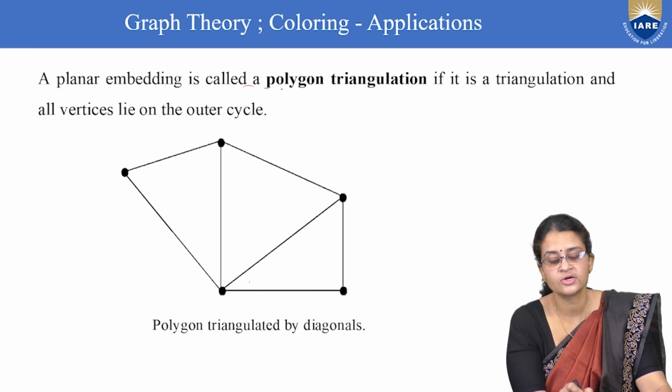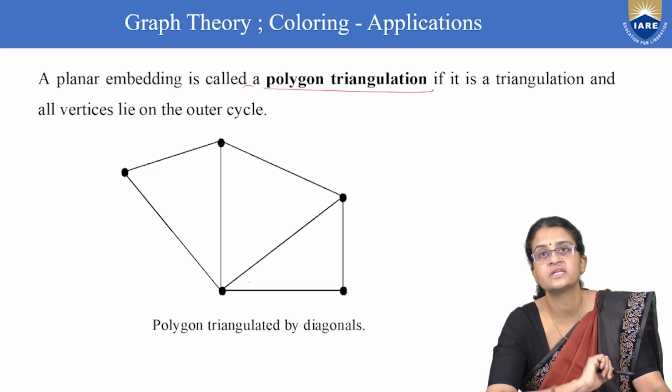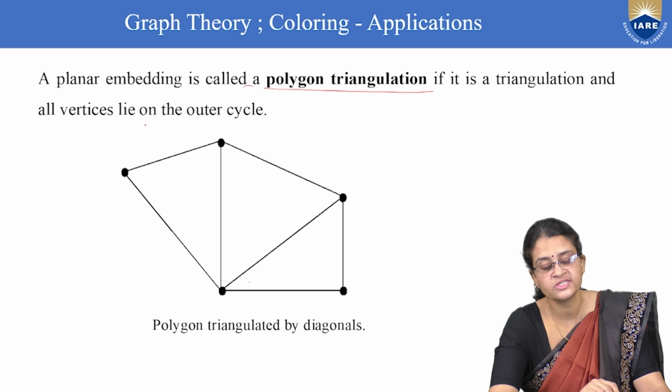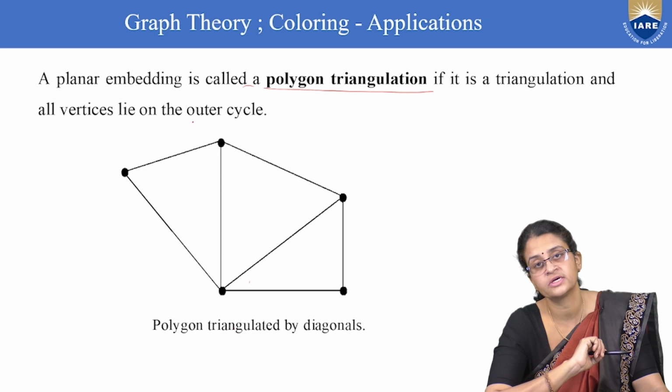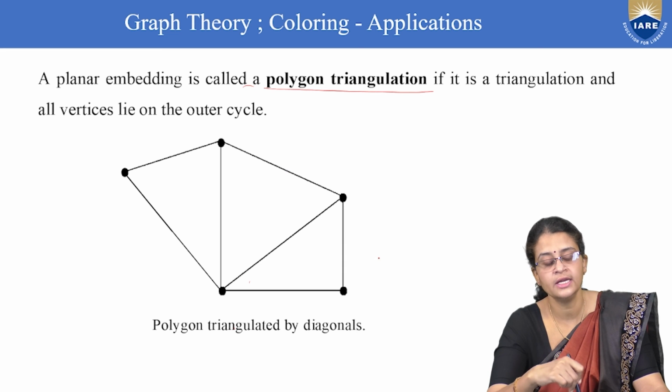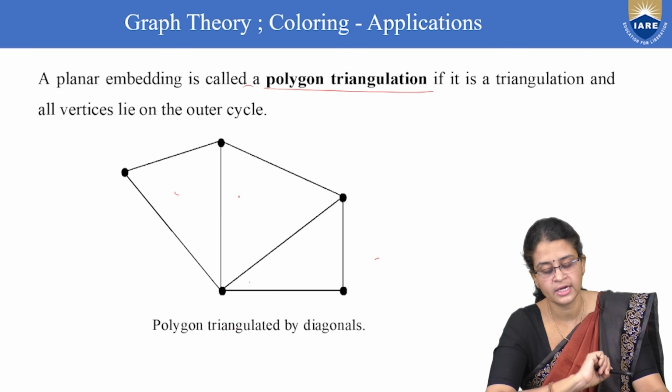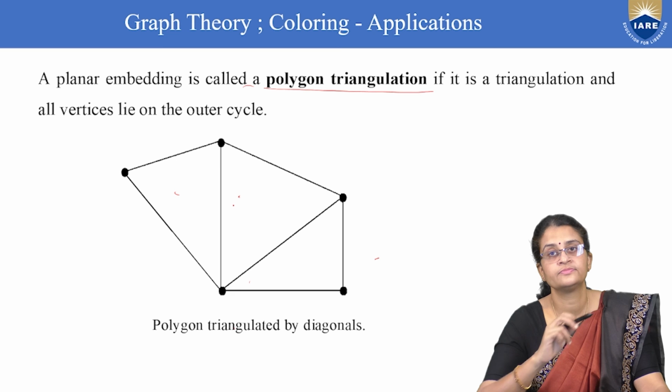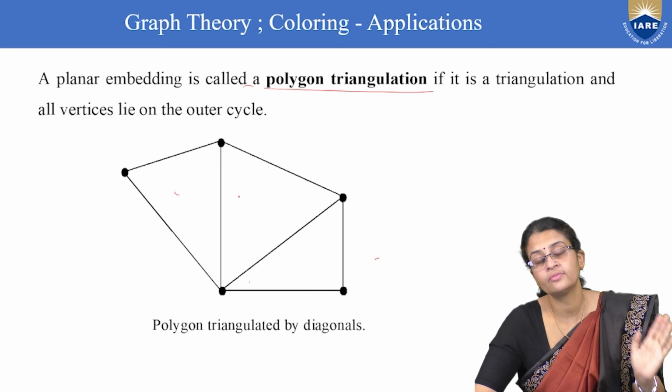A planar embedding is called a polygon triangulation if it is a triangulation and all the vertices lie on the outer circle. Here all the vertices are on the outer circle, and it is a triangulation. Why? Because every region is bounded by a triangle, and this is a polygon triangulated by diagonals.